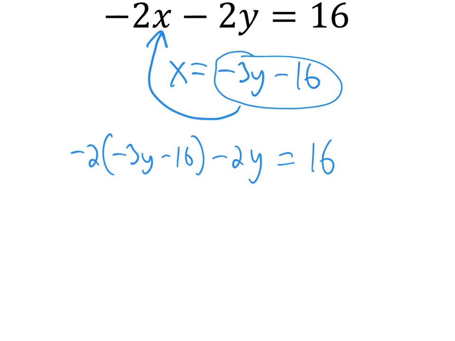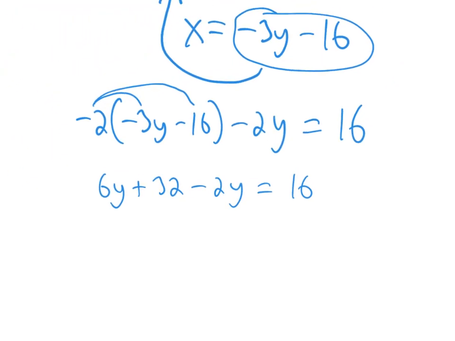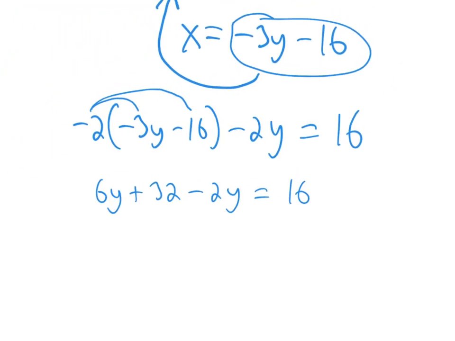Anything to distribute? Yep, we got the negative 2 to both of these. Negative 2 times negative 3y is 6y. Negative 2 times negative 16 is positive 32. Minus 2y equals 16. Anything else to distribute? No. Any like terms? Yep, we got 6y and negative 2y, which is going to be 6y minus 2y is 4y, plus 32 equals 16.